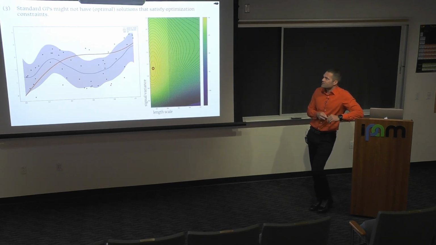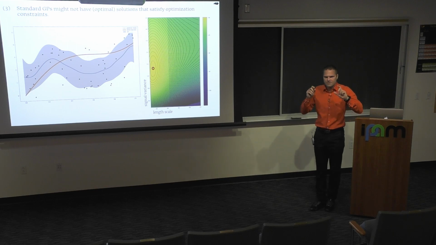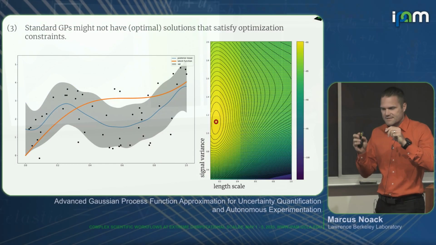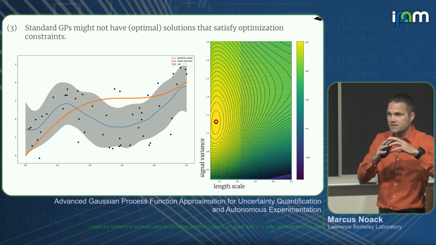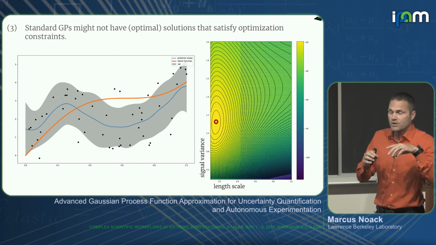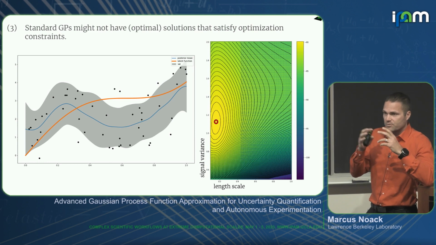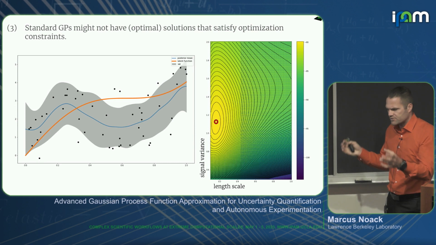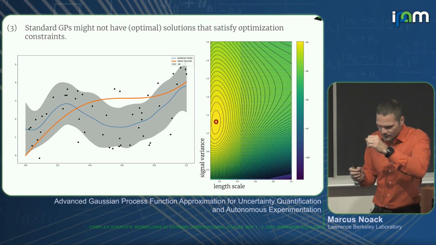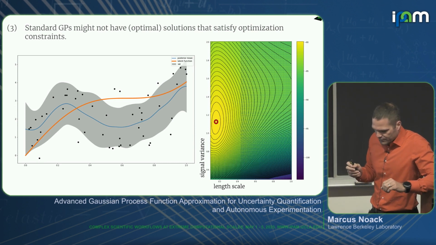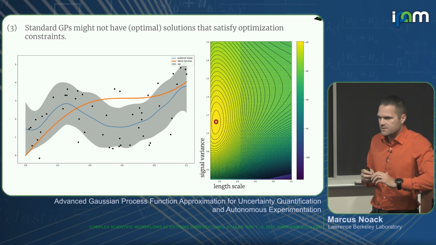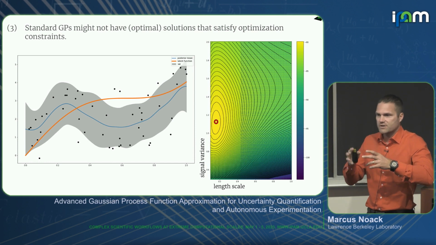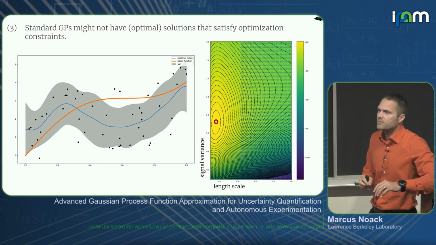Number three, standard GPs might not have optimal solutions, or solutions at all, that satisfy optimization constraints. Here it gets a little complicated because now we have a second kind of physical knowledge. The first one was a constraint on the function space itself. Underlying a Gaussian process is the so-called reproducing kernel Hilbert space, the function space full of all the superpositions of the kernels. The first constraint was about allowing only certain functions to even be in that space. No other function will even be considered.